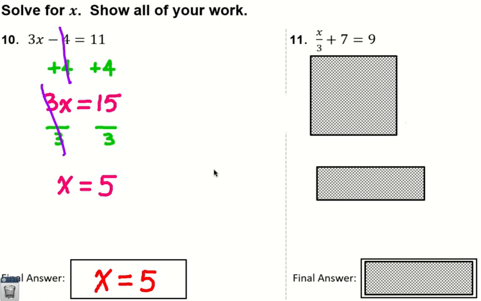Remember, whatever you do to one side of an equation, you have to do to the other side to keep the equation balanced, which means basically to keep the left side and the right side equal.